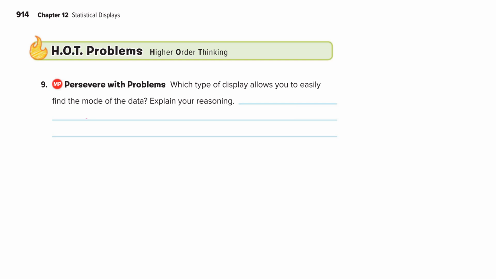Question number 9. Persevere with problems. Which type of display allows you to easily find the mode of the data set? Explain your reasoning. Line plot. You can easily locate the values with the most X's to find the mode.